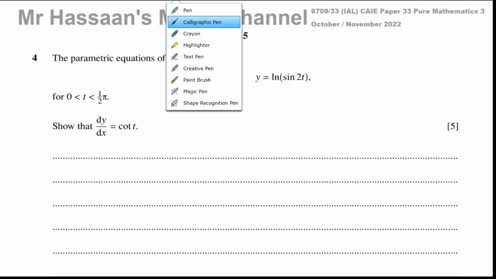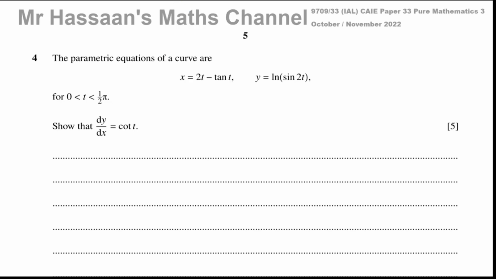Right, so this is a question all about what are called parametric equations. Parametric equations are equations that are defined by a third parameter. So you have the x and the y equation, and the x and y are both expressed in terms of this third parameter. In this case, that's t. Okay, so they're not quite like Cartesian equations.